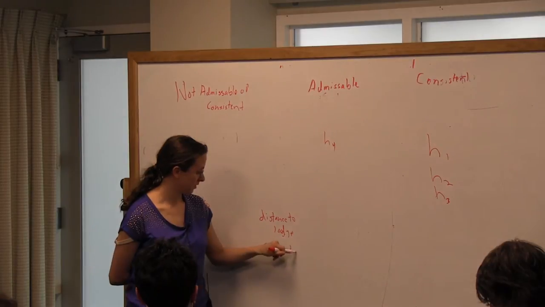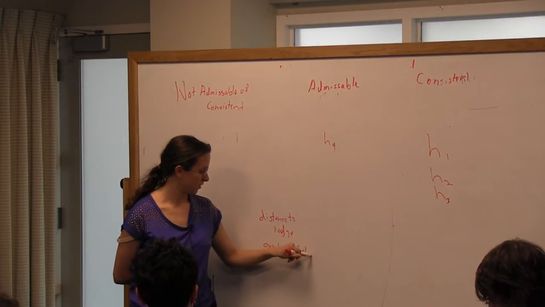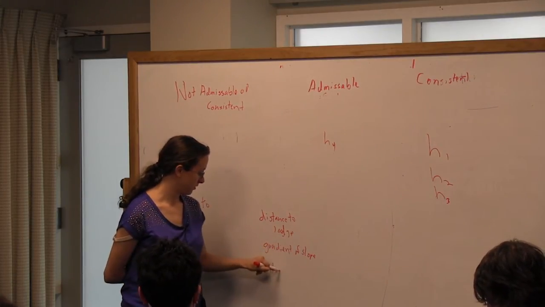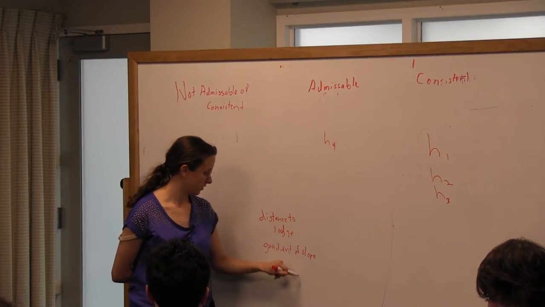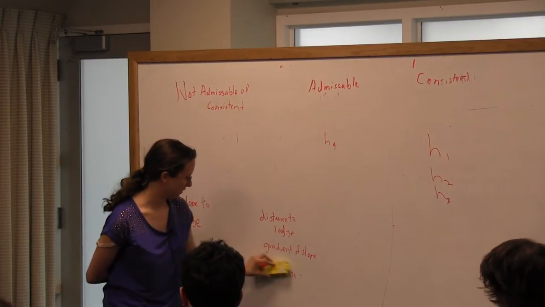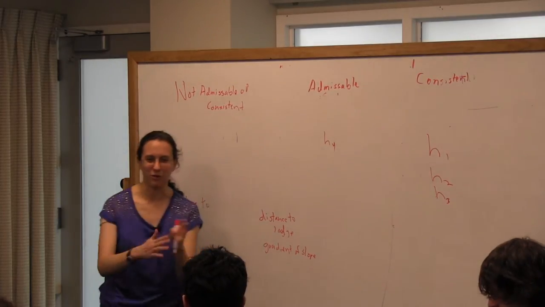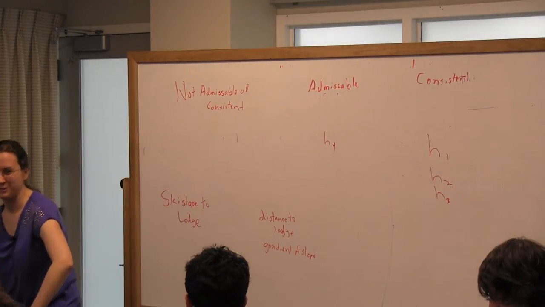Gradient of slope and steepness, I mean, they're like the same thing. Well, so gradient, I guess, would just be direction, so if it was pointing towards the lodge, where steepness would just be how down we're going.